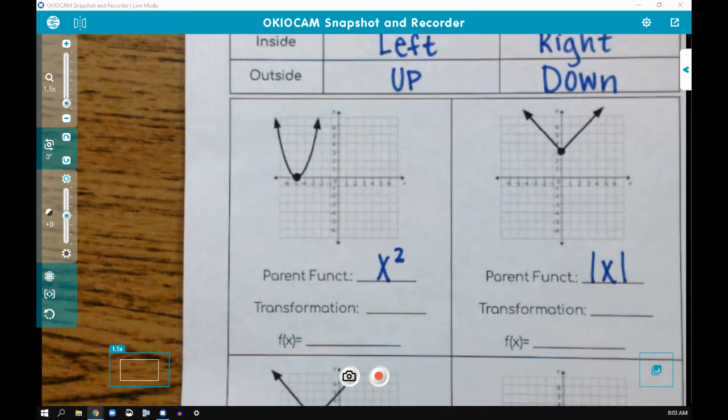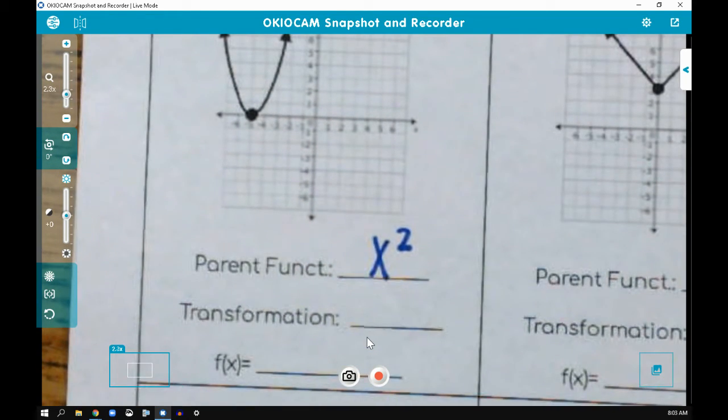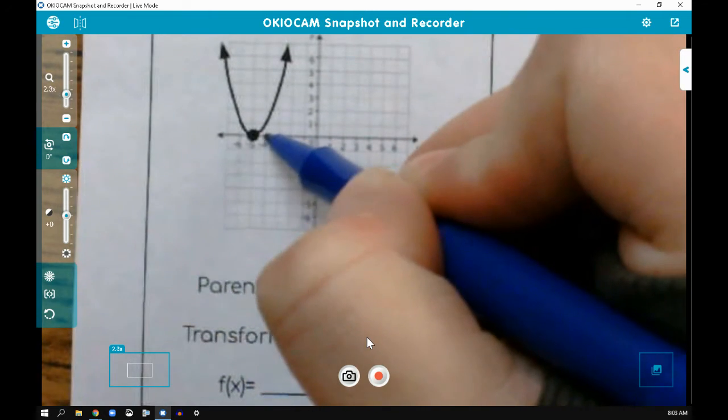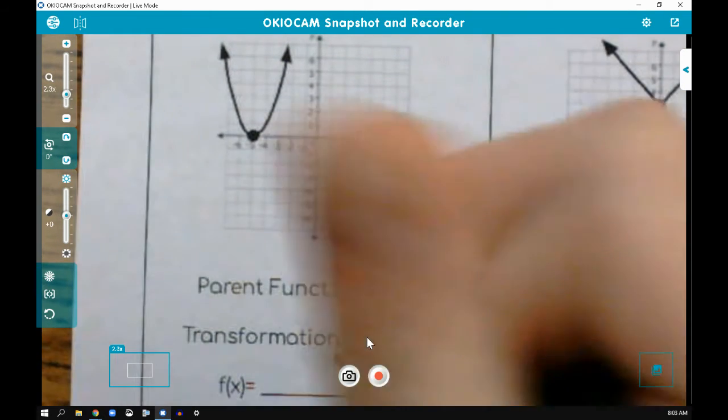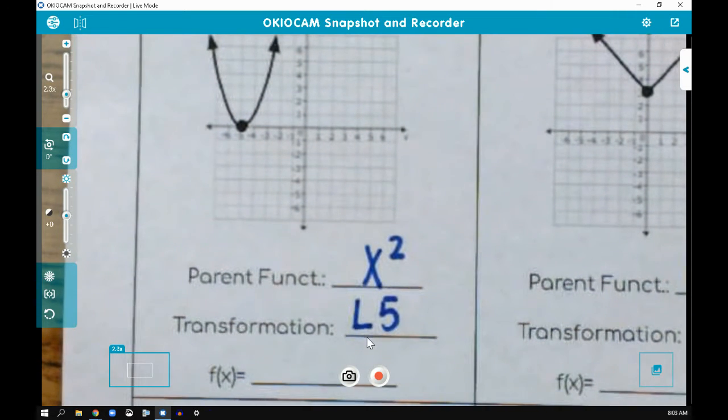Okay, then you have to look at the graph, and you have to see where did the graph move to. So I'm going to zoom into this x squared graph, and I can see that this graph has moved straight left. It has moved left 1, 2, 3, 4, 5. So on that transformation line, I'm going to write down L5. Any questions on how I decided that it transformed left 5? You want to say if it was at 0, 0, then where did it go? Not what does it need to do to go back to 0, 0.